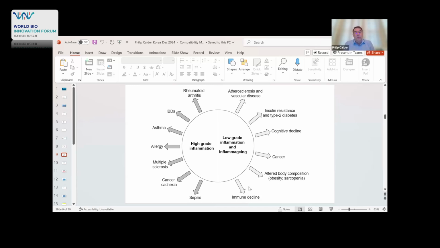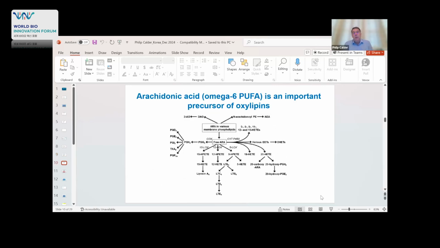Many of these non-communicable diseases are associated with aging, and the elevation of low-grade inflammation as we age is termed inflammaging. So we think inflammaging is part of the risk factor profile with these common non-communicable diseases. So my point is that inflammation can be associated with high-grade chronic inflammatory diseases, but is also part of the risk factor profile for these low-grade non-communicable diseases. So what's the link with fatty acids?